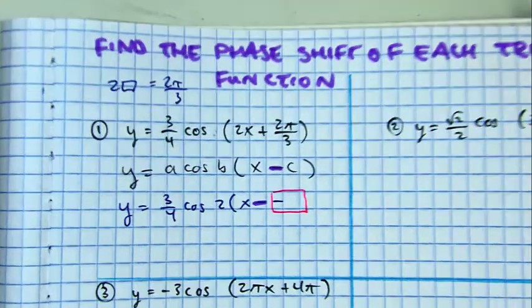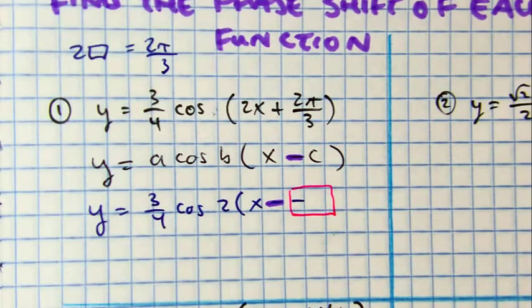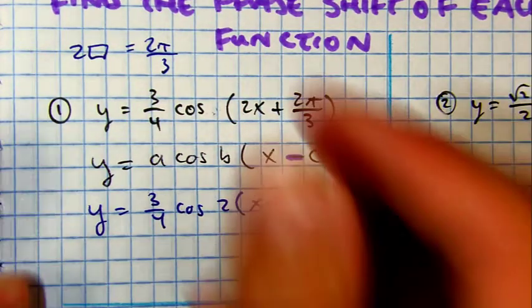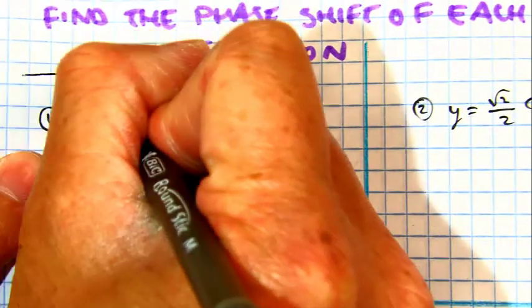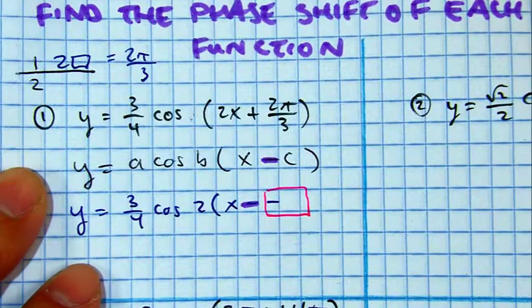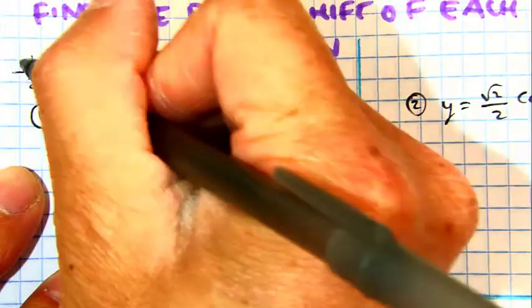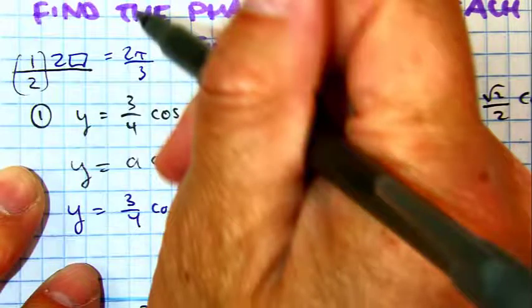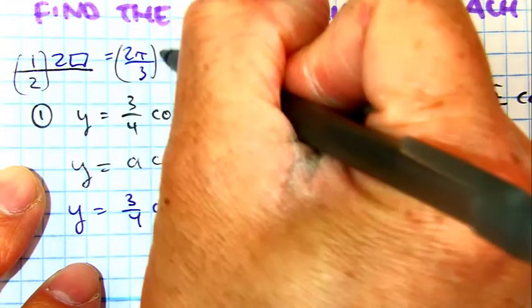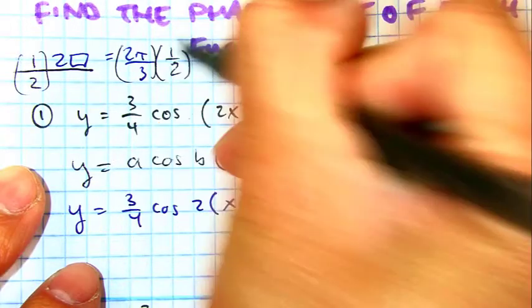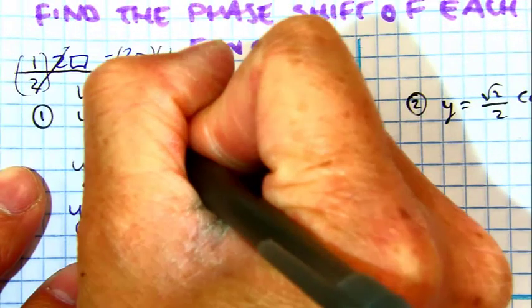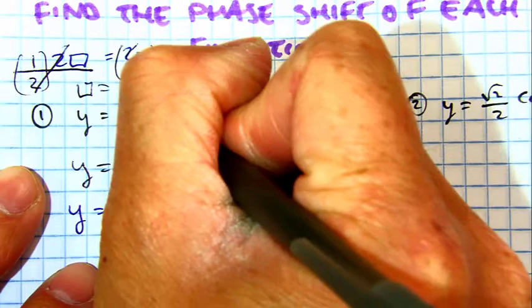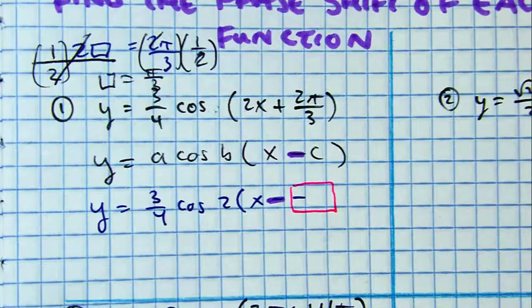Class, how do you solve for the box? Let's divide by 2. Dividing by 2 is the same thing as multiplying by 1/2. The 2's cancel. Your box is equal to pi over 3. Raise your hand if you got pi over 3.